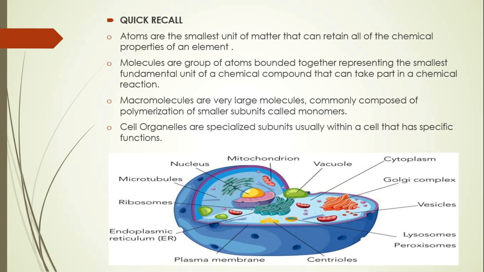Now, the coming together of different amino acids to form a large macromolecule known as protein is known as polymerization. In other words, polymerization involves the coming together of smaller molecules to form a larger molecule. Which means that without polymerization, macromolecules cannot be formed.